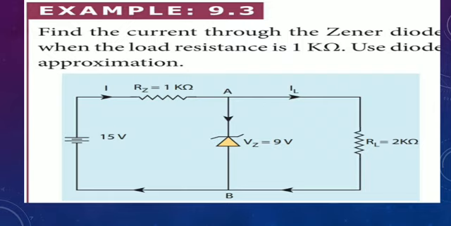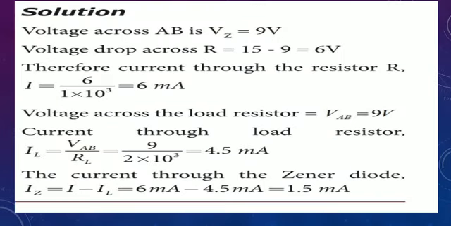So what is the solution? It is very simple. The Zener voltage is 9 volts, and the 15 volts drops across the resistor, so 15 minus 9 gives 6 volts. According to Ohm's law, V equals IR, so I equals V by R. That is 6 divided by 1 into 10 power 3, so 6 milliampere. Therefore the voltage across the load is 9 volts.